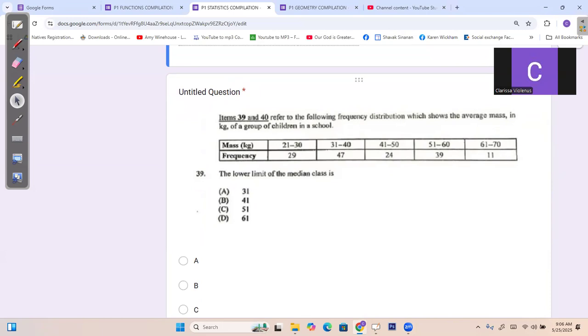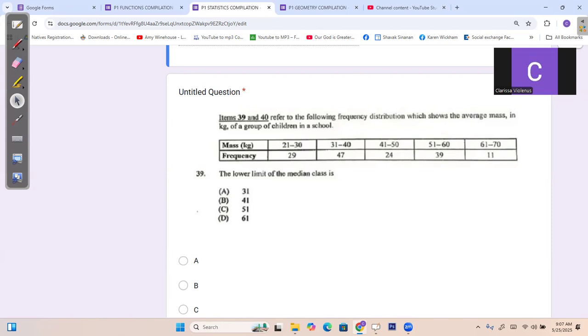What is the median class? We have to add up all of these numbers so you can see where the median would fall. This question is a bit different. So let's find out which one is the median class. 29 plus 47 plus 24 plus 39 plus 11. So it's 150 people in this class.